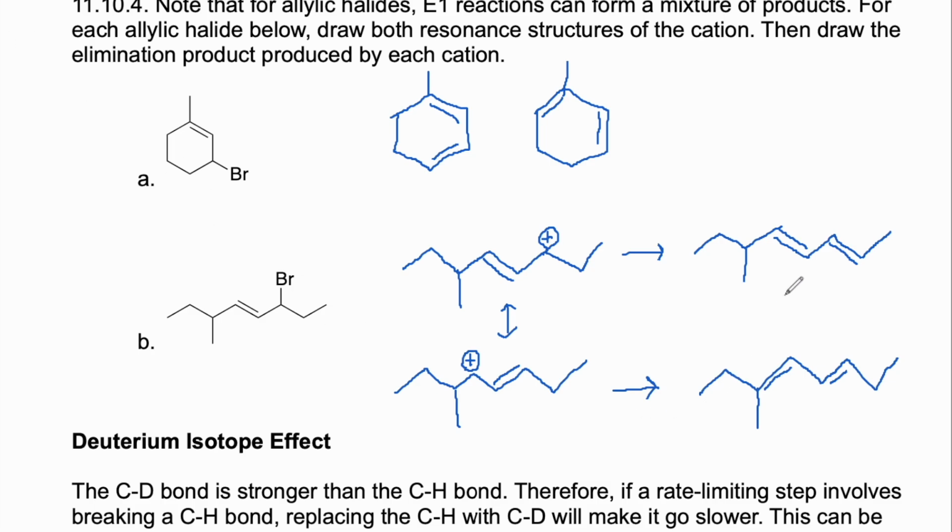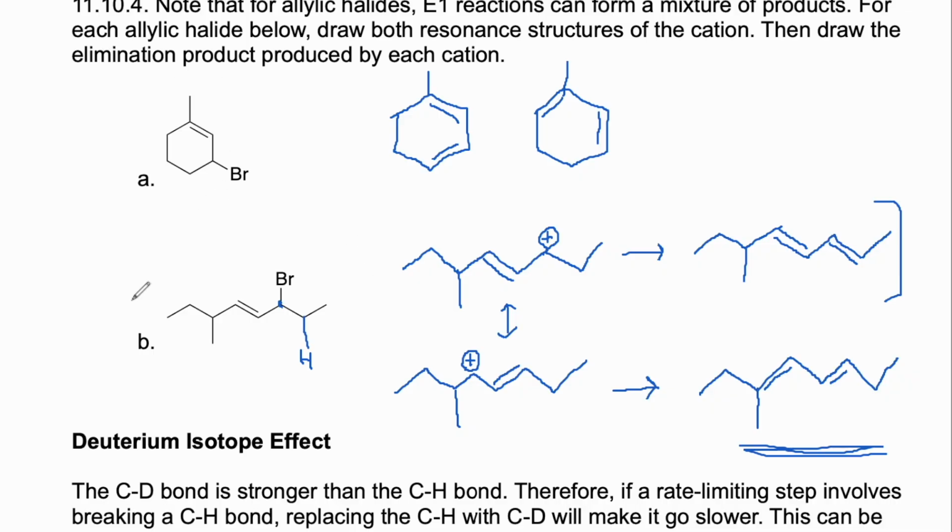So this is one thing that is different for an E1 versus an E2. This second product over here would not be forming very easily with an E2, because with an E2 you would have a base that is coming in and taking off this hydrogen at the same time that the bromine is leaving. So the E2 would only form this top product over here. The E1 can form a mixture of products more easily.